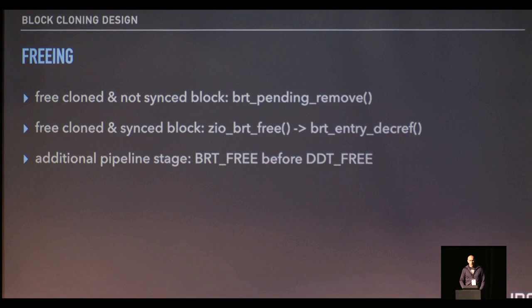When we free a block, if the block was cloned in the same transaction group, we will just remove it from the pending list, and we are done. If the block was cloned and it's already on disk, we have a BRT entry, then we have to decrement the BRT entry. So there is an additional stage in the ZIO pipeline for this, which comes just before dedup free.